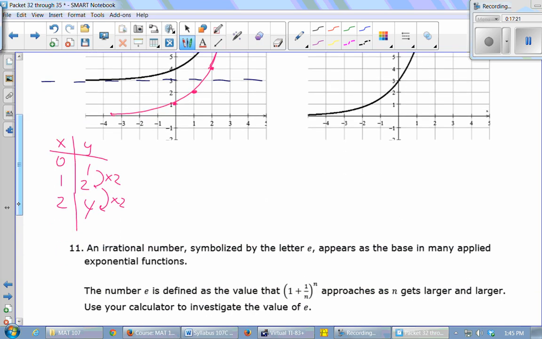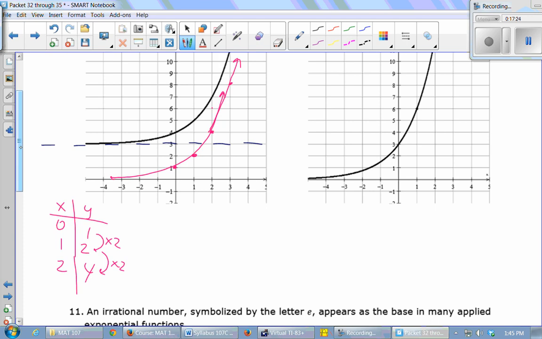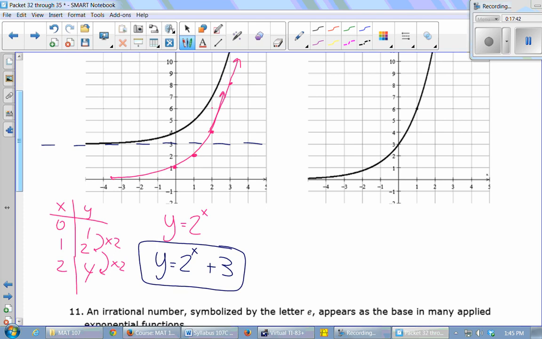So the equation of the pink graph I just drew, where I just moved it down 3, is 2 to the x. But then the graph in black is 2 to the x shifted up 3. So that is going to be plus 3, which shifts up 3.